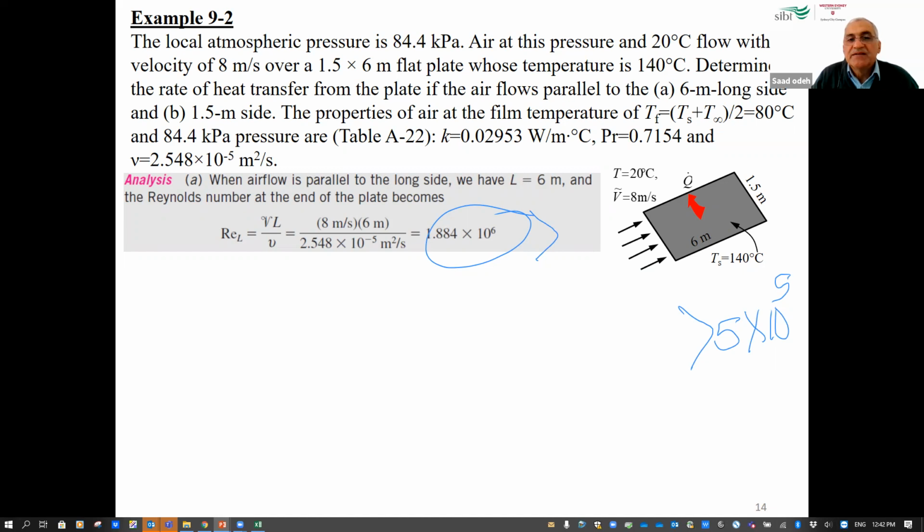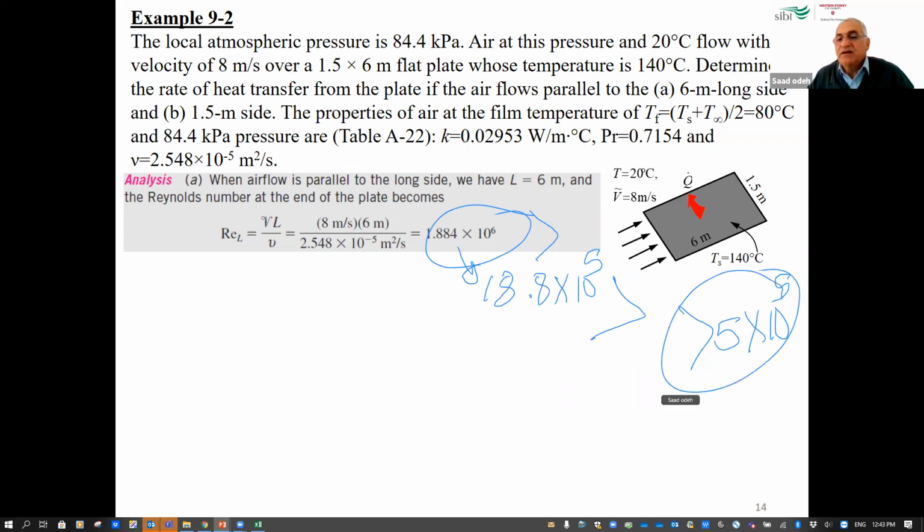Higher than 5, yes, sorry. Higher, correct. If I change it, I can say 18.8 times 10 to the power 5, which is greater than the range. So it's turbulent. So then I go to the turbulent case. Up to this point we can stop, but if you like, you can go through it yourself, and next week we'll go into details.